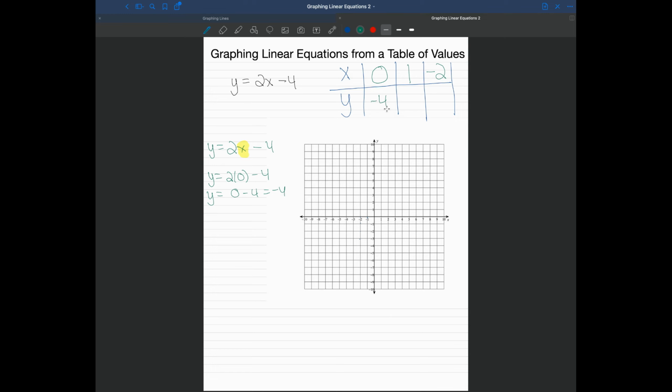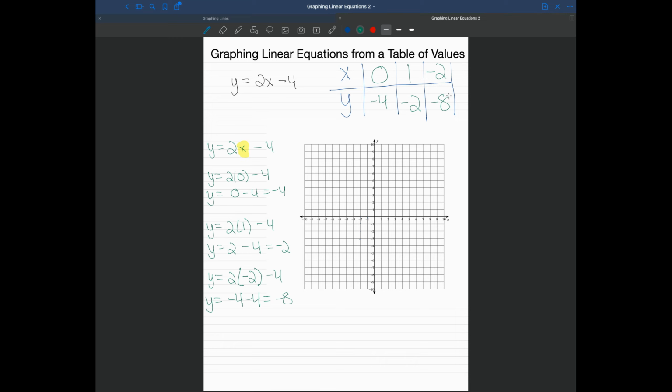I'm going to repeat this process, and this time instead of x, I'm going to put a 1. So 2 times 1 is 2. 2 minus 4 is -2. Be really careful with your adding and subtracting, your positives and your negative signs. And then I'm going to calculate this for my final point. y equals 2, instead of an x, I'm going to substitute a -2. So I'm going to get -4 minus 4, which is -8. And now I have my points.